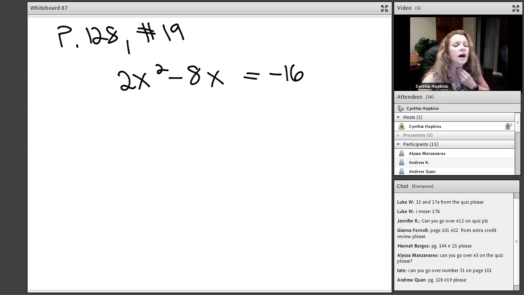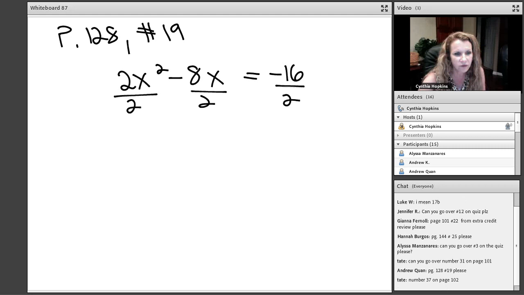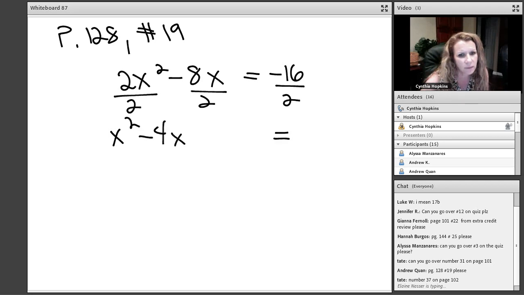I happen to notice that there's a 2 in common with every single term. And even if there wasn't, I have a leading coefficient of 2. So even if all 3 of these were not multiples of 2, I would still divide through by 2 like this. So I get x squared minus 4x, and then they were kind of being nice to put that negative 16 on the right side. I get negative 8 over here, and notice I just left some room in between my negative 4x and my equal sign. I'm going to write plus blank, and on the right side, I'm also going to write plus blank.